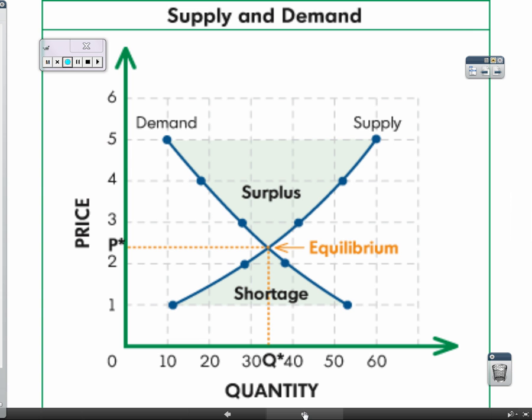Back to the chart. If you have conditions, will this chart change? Will the equilibrium change? Will the surplus change? Will the shortage change? If you have drought, if you have an overabundance, does this stay the same or does this change? Something I would like you to consider.